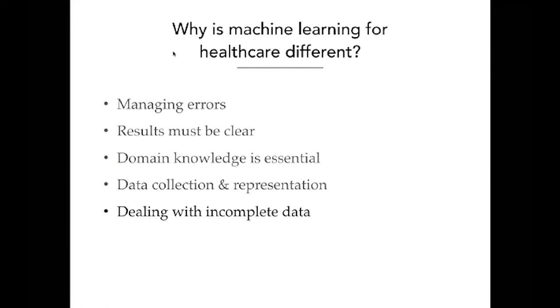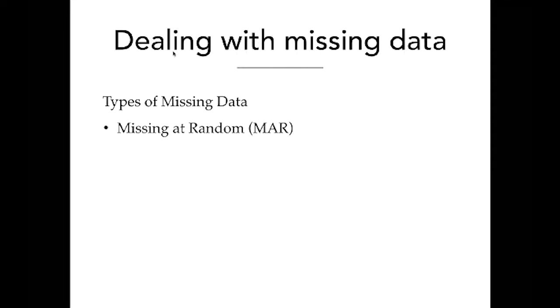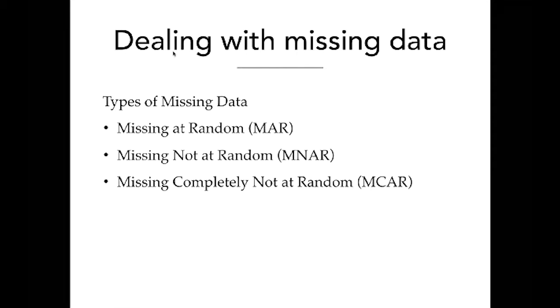So we've talked about a lot of the things that we need to think about when working with healthcare data. And now let's talk about dealing with incomplete data. So there are several types of missing data. One is data can be missing at random. Data can be missing not at random, or data can be missing completely not at random. And the first time I saw these, they all sounded exactly the same to me. So we'll go into some examples next.